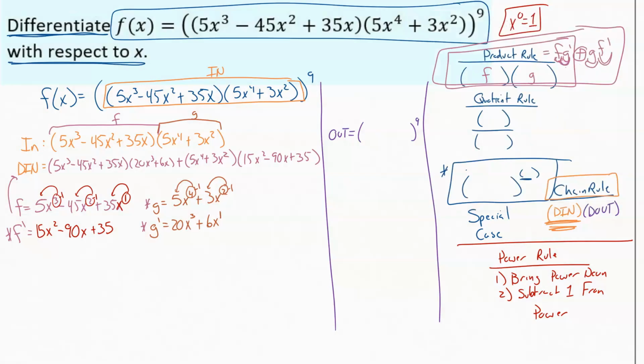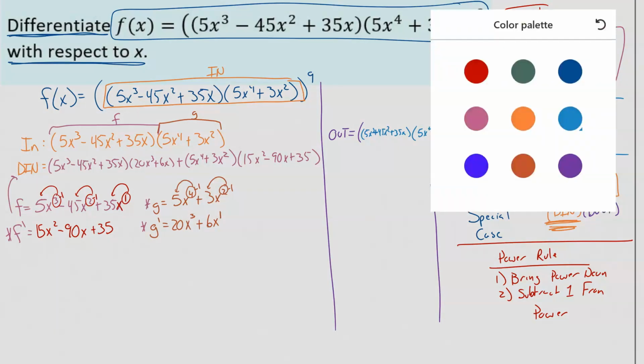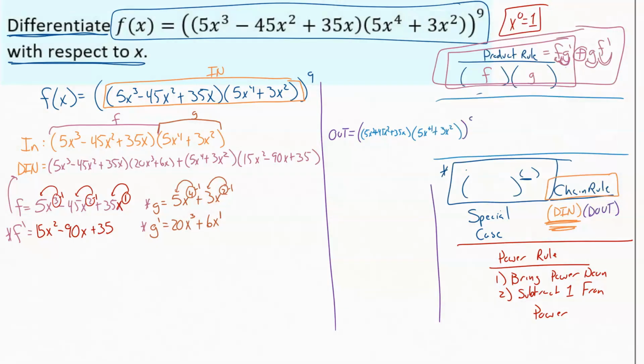We don't really care about the stuff inside. Technically, all of this 5x cubed minus 45x squared plus 35x. It's hard to even squeeze it all in, right? All of that stuff, 35x, I might as well squeeze it in so that you can see what it looks like fully. Don't want to skip any process here. So all of that stuff, 35x times 5x to the fourth plus 3x squared, all of that is inside our 9th power here. But we don't care about it.